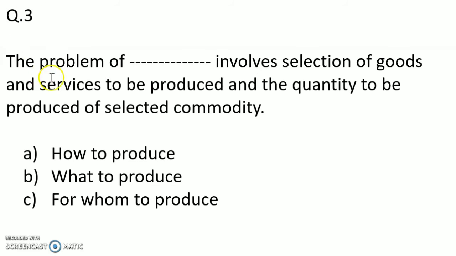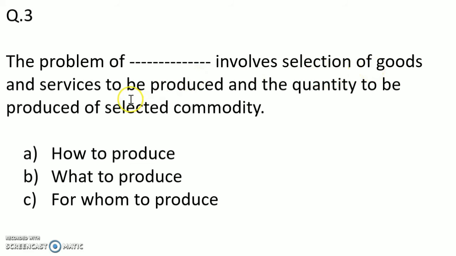Question number 3. The problem of dash involves selection of goods and services to be produced and quantity to be produced of selected commodity. Option A, how to produce. Option B, what to produce. Option C, for whom to produce. We already discussed the answer in the previous question. So what is the answer?